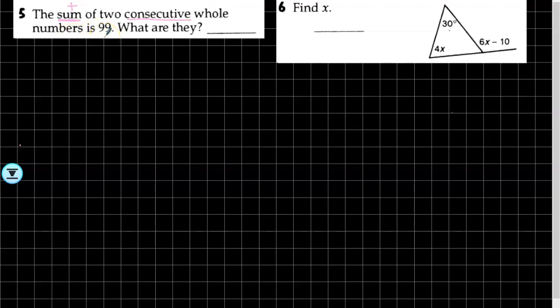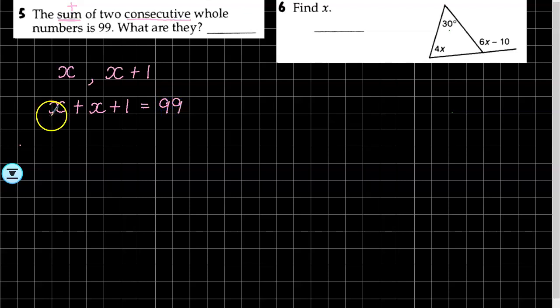So when we add these 2 consecutive numbers together, it gives us an answer of 99, and we want to find those 2 numbers. So we're going to start by saying, well, do we know what one of those numbers is? No. So we're going to call it x. That means the next consecutive number is 1 more than x. So that's why we write it as x plus 1. All right, now let's sum those numbers, and it equals 99. So x plus x plus 1 equals 99.